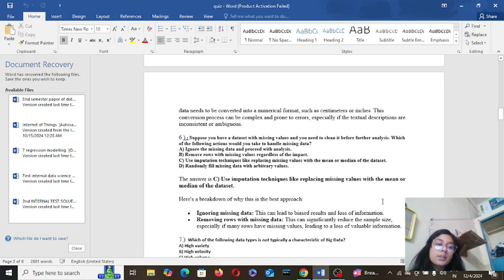Now, the sixth question is, suppose you have a data set with missing values and you need to clean it before further analysis. Which of the following actions would you take to handle missing data? So the answer is C, use imputation techniques like replacing the missing values with the mean or median of the data set.